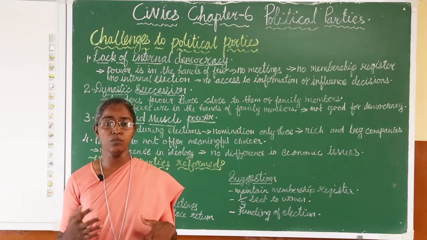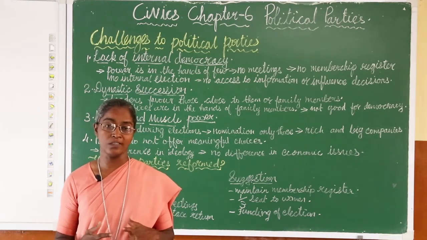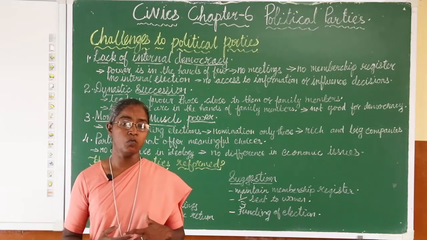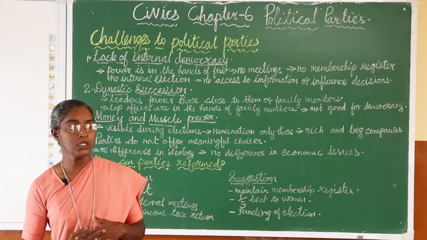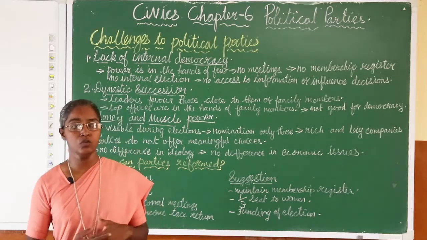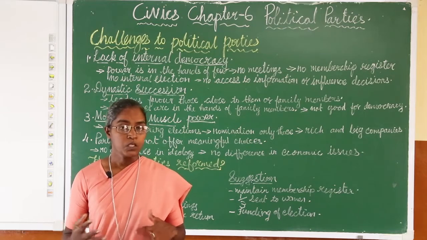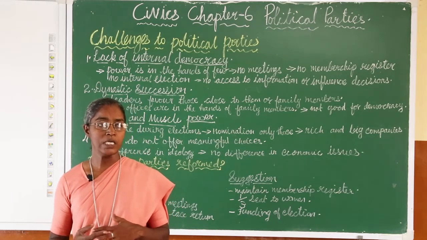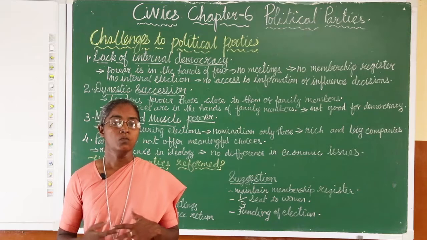Now what is the aim of any party? The aim of any party is they want to win the election. To win the election, what do they do? They adopt any shortcut method. So during the election, what happens? The nomination is given only to those candidates who can raise money, because they want to win the election.